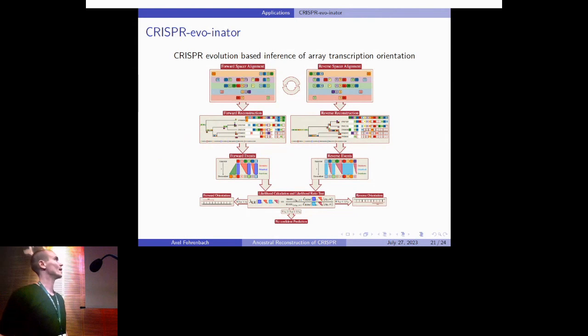decision. If it's really unlikely, if you look on the right here, there are a lot of insertions at the root, which doesn't seem like a good evolutionary model. It should gain spacers in between. And then you can make a decision on that basis.